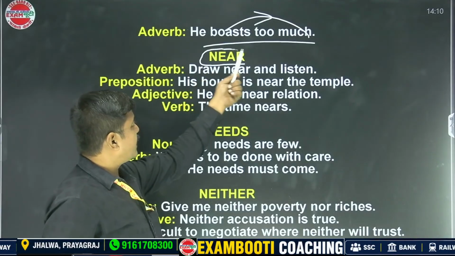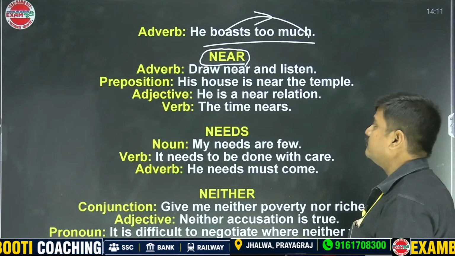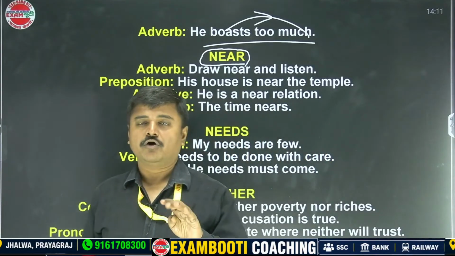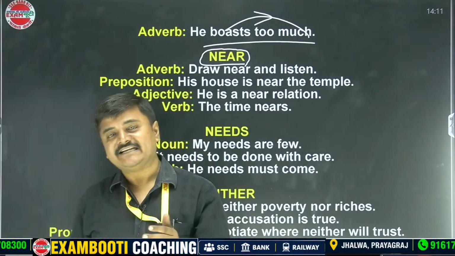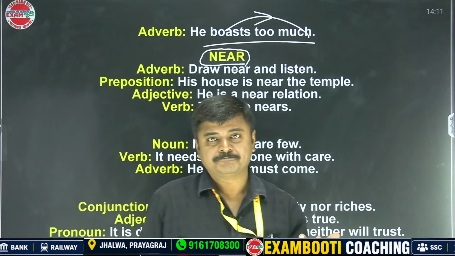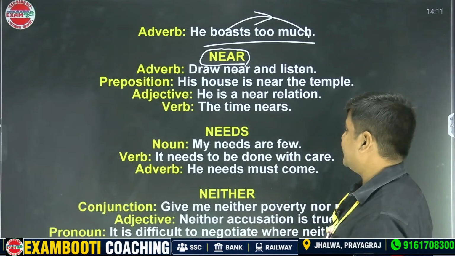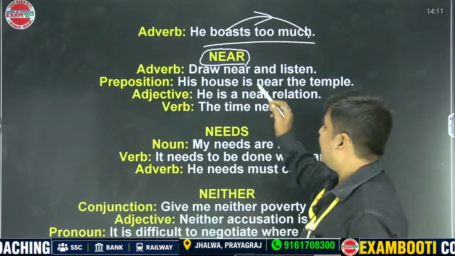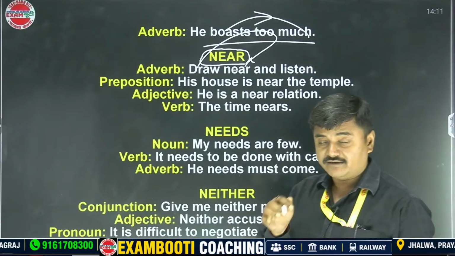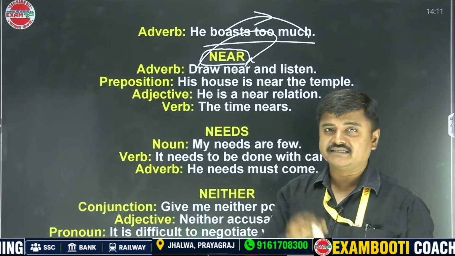Now take another word, near. A very easy word, near. It means close to, you know. And near can perform in 4 different ways. It means it can function in 4 different ways in different sentences. In the first sentence, the structure of the sentence suggests that it is modifying draw. Draw near and listen. It means near is modifying draw. That's why it is functioning as an adverb.